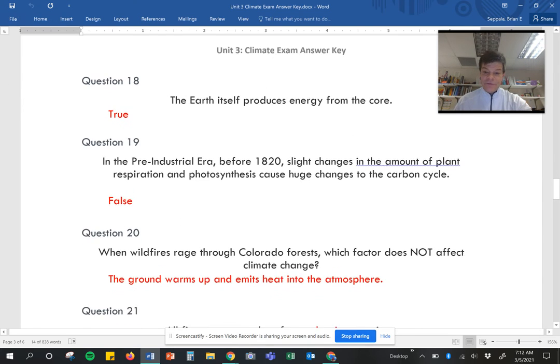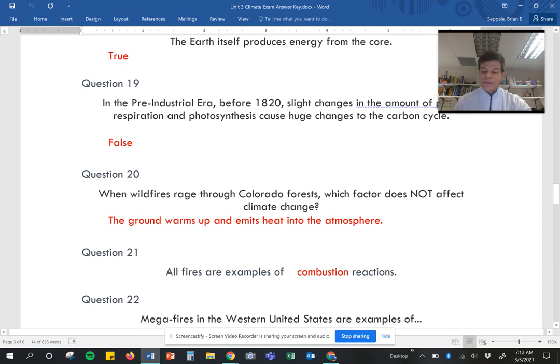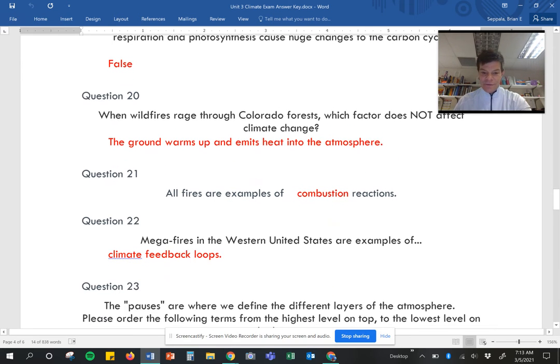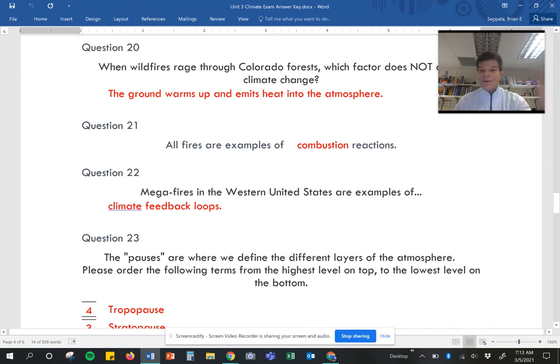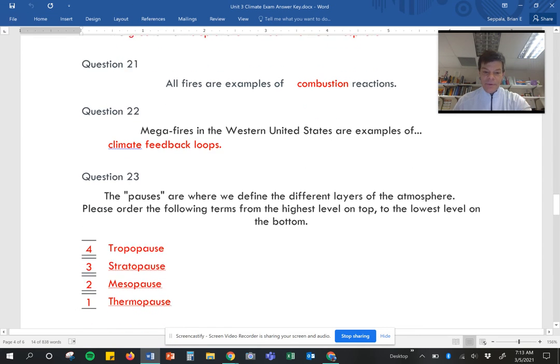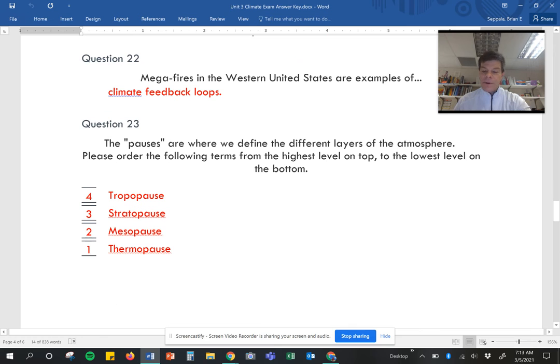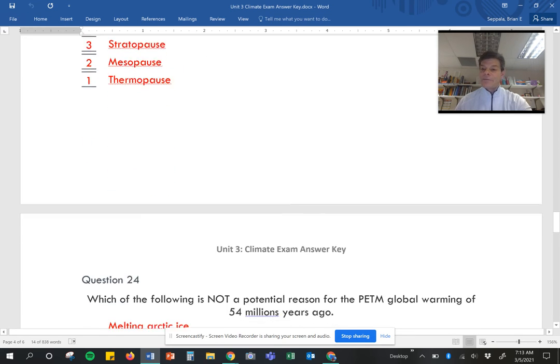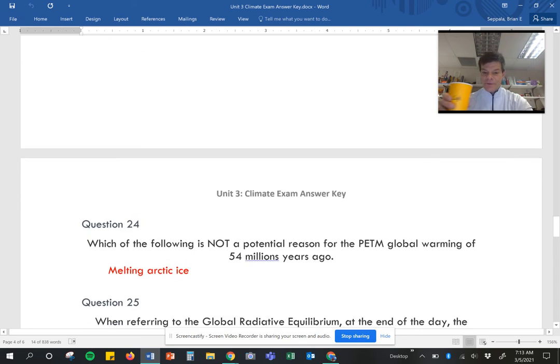Number 19 is false. Number 20, which factor does not affect climate change as wildfires rage? The ground warming up. The ground warming up plays no role in major climate change. The fires negate that. Fires are combustion reactions. Mega wildfires, this I know is a little bit of a repeat. That's a climate feedback loop. The pauses from top to bottom: tropopause, stratopause, mesopause, thermopause. Those are our boundaries that separate the layers of the atmosphere.